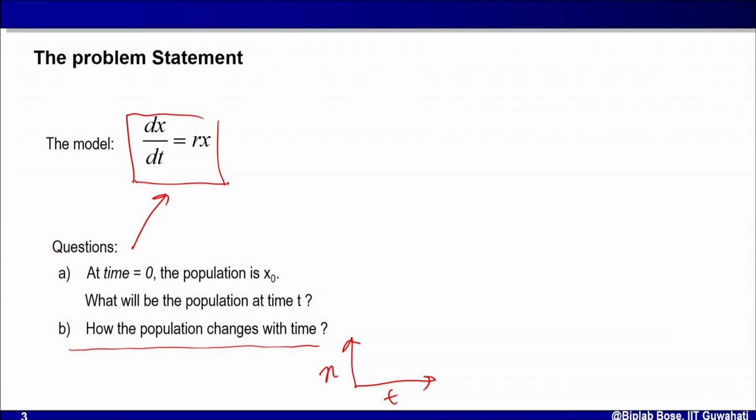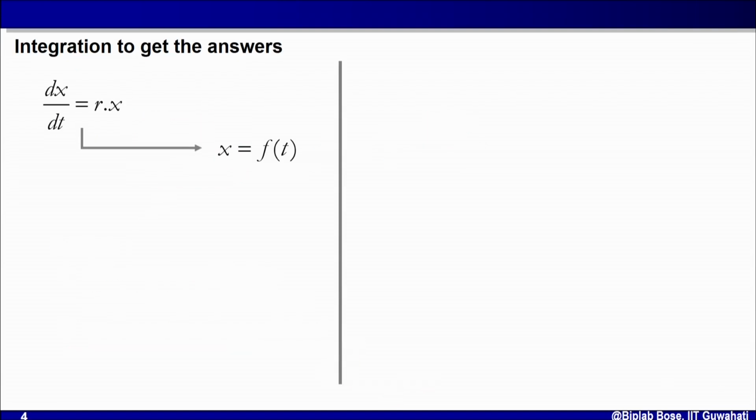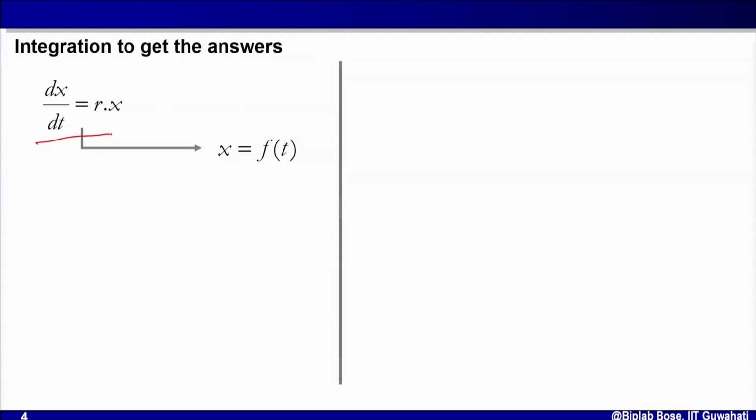If you remember what we did in the last module, we essentially integrated this ordinary differential equation to generate the function x as a function of time. And once we got that function, we can answer these two questions. So here, we'll try to integrate this ordinary differential equation to get this function. How will we start? Very simple. We'll separate x and time, t. So that's what I have done.